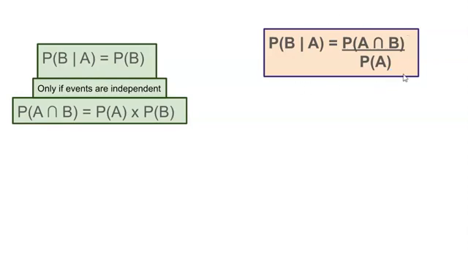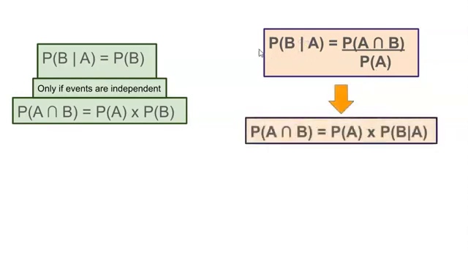Now, if we look closely at this equation, we can isolate the probability of A and B and get a formula for the probability of A and B that always works, regardless of whether or not the two events are independent. So let's multiply the probability of A to both sides of the equation, and we'll get the probability of A times the probability of B given A equals the probability of A and B. So the earlier formula only works if the events are independent, but this one will work all the time, because if the events are independent, then this would equal the probability of B.